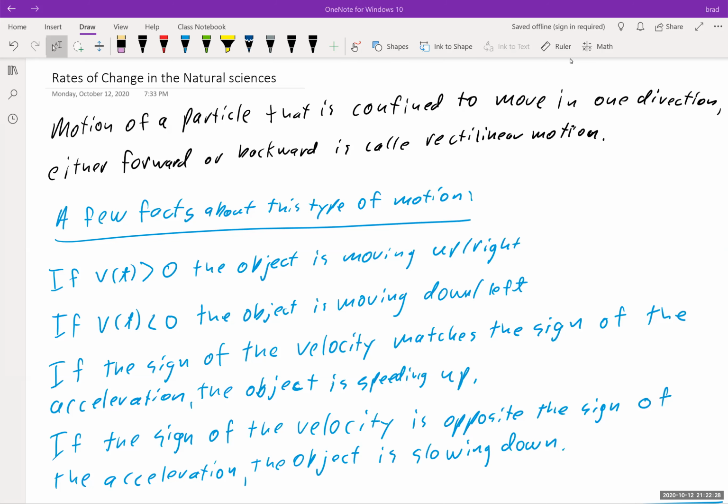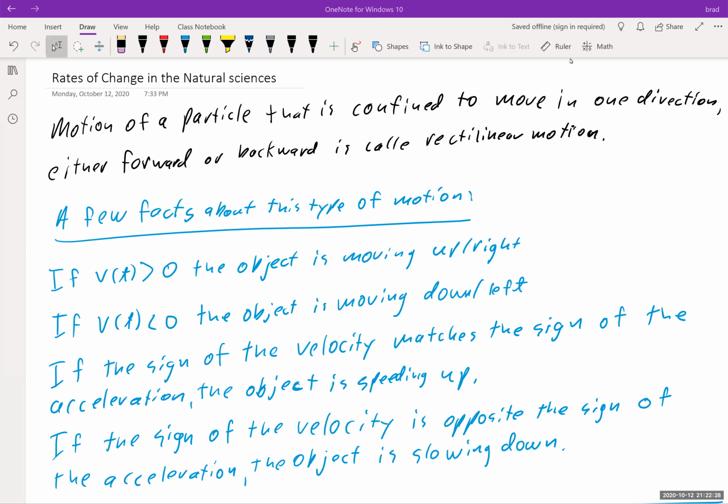So a few facts about this type of motion. These are some things you want to just know. Many of you may already know them if you've taken any physics courses of any kind. If v of t, the velocity function, is greater than 0, the object is moving up or to the right. If v of t is less than 0, meaning it's negative, the object is moving down or to the left. If the sign of the velocity matches the sign of the acceleration, then the object is speeding up. And if the sign of the velocity is opposite the sign of the acceleration, the object is slowing down.